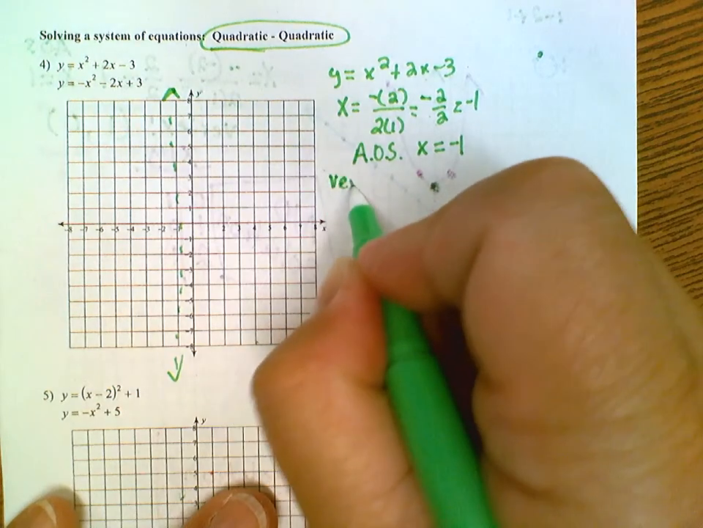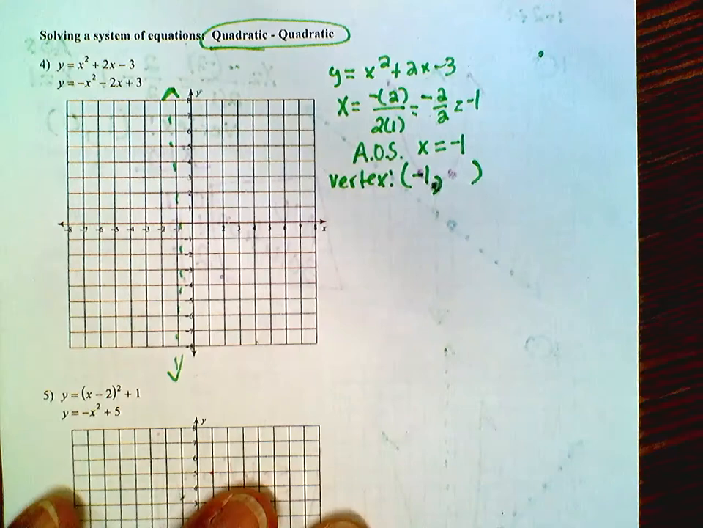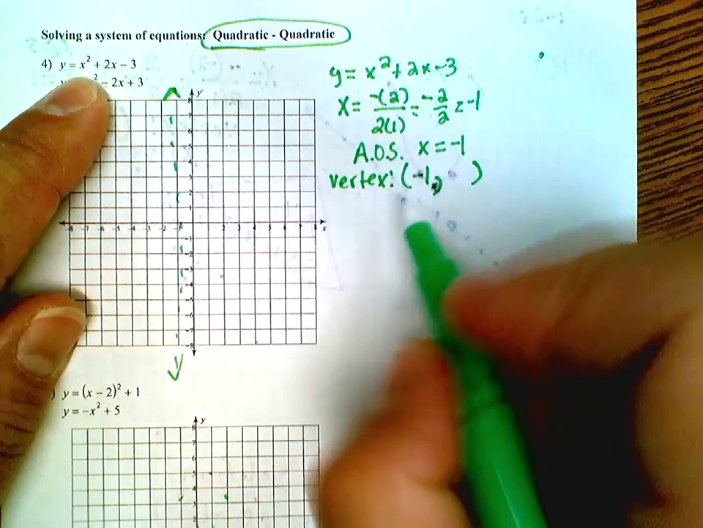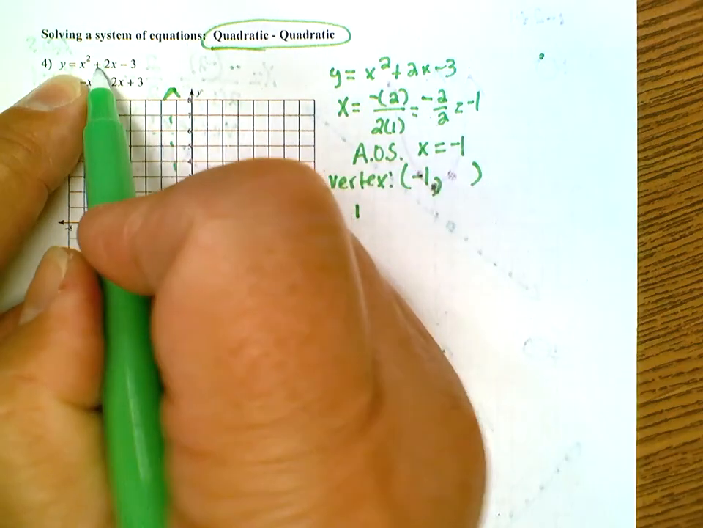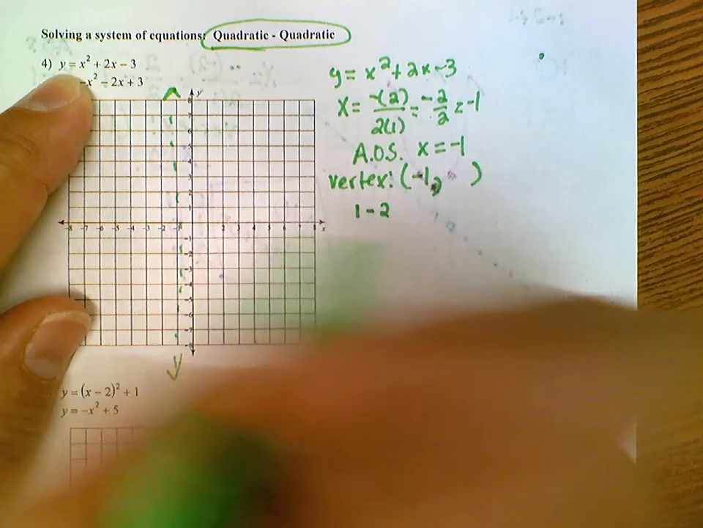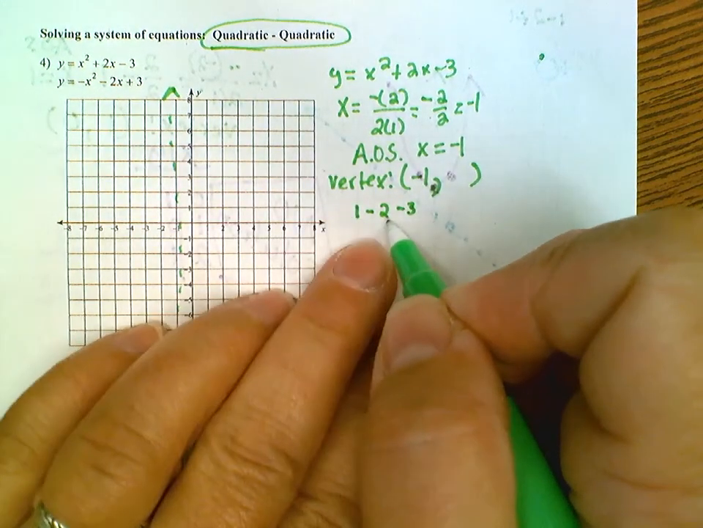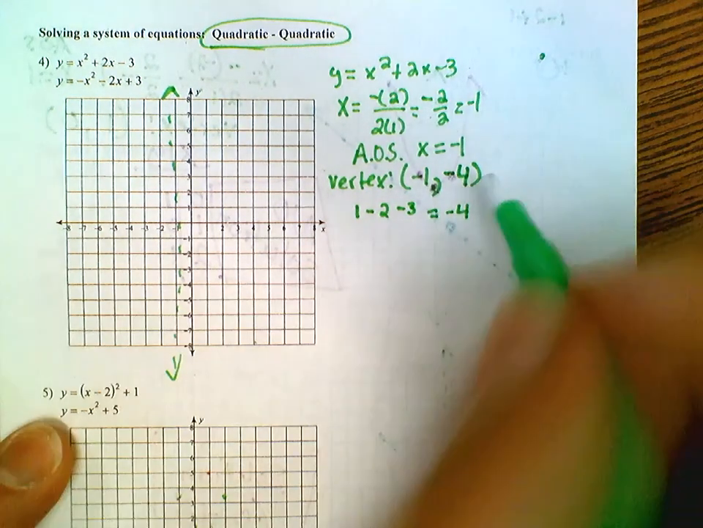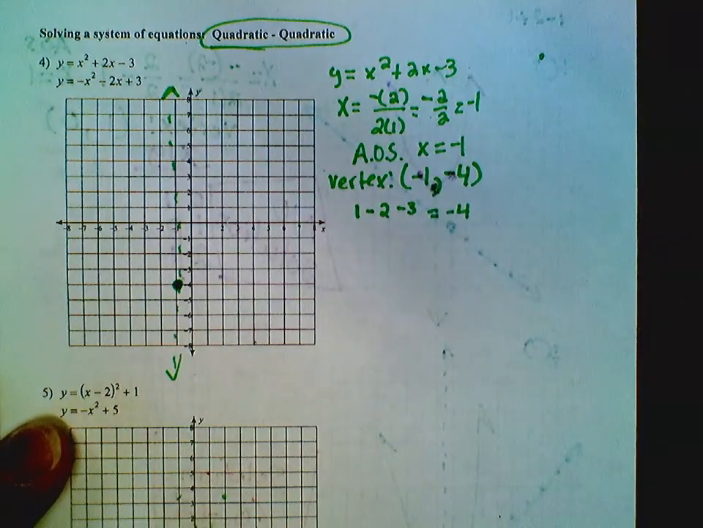And for my vertex, I have negative 1 and something. So what is that something? If I plug that in, I've got negative 1 squared is 1, negative 1 times 2 is negative 2, and then I have negative 3. So 1 minus 2 is negative 1, minus 3 is negative 4. So negative 1, negative 4 is right there, and this will open up.